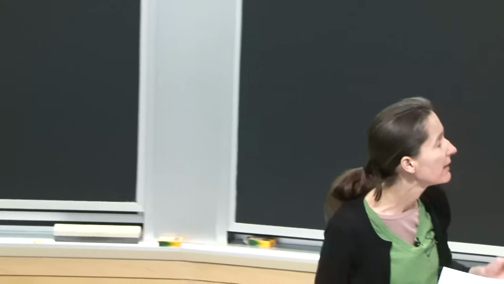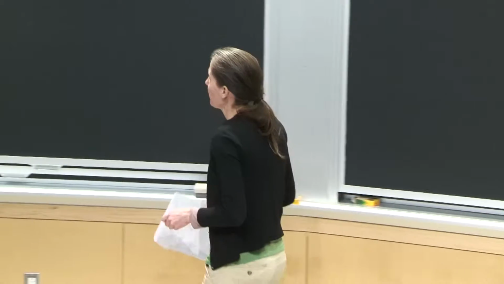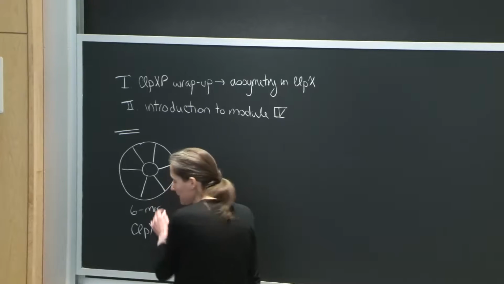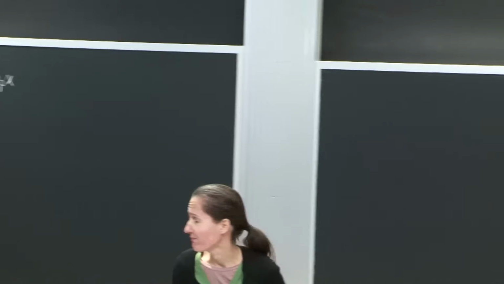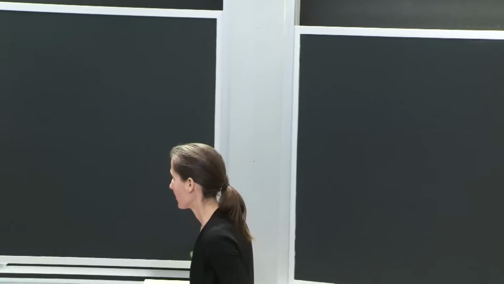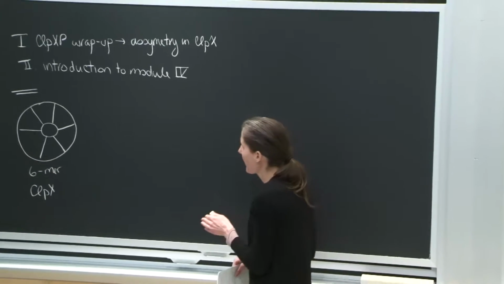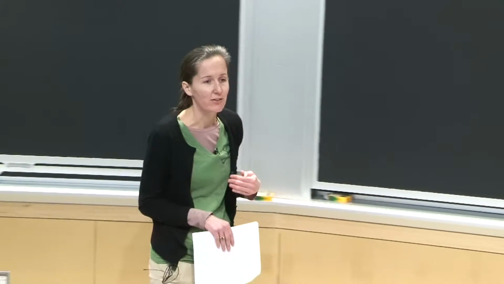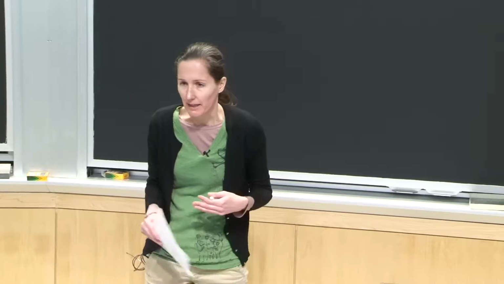So this is just a slide from a few lectures ago that's showing the top view and side view of ClpX and how we've thought about this. And I think these studies just really highlight how complicated these machines are, and that there's still a lot more we need to figure out here. So as I said last time, this asymmetry comes from whether or not each ClpX subunit is bound to nucleotide.